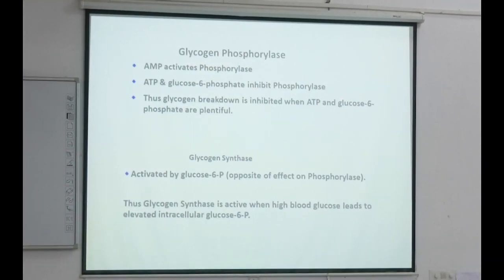Because glycogen breakdown is inhibited when ATP and glucose 6-phosphate are plentiful. It means when you are taking food, a huge amount of glucose is rushing into the hepatocyte. By glucokinase it is converted to glucose 6-phosphate. So the more glucose 6-phosphate is present, the less it will go for glycogen breakdown. It will inhibit further production of glucose 6-phosphate by breaking down glycogen. So, product inhibition. Glycogen synthase is activated by glucose 6-phosphate, just the opposite. Glucose 6-phosphate inhibits phosphorylase and activates synthase. Because glucose 6-phosphate is more, now the excess glucose can be stored.